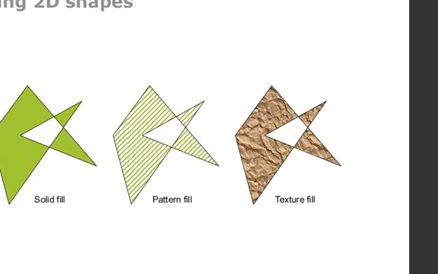In 2D shape filling, the first one is solid filling, this one is pattern filling, and this one is textured filling.